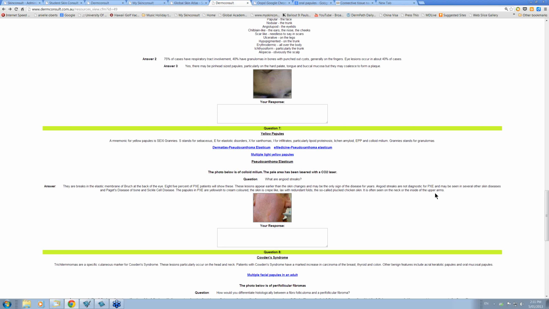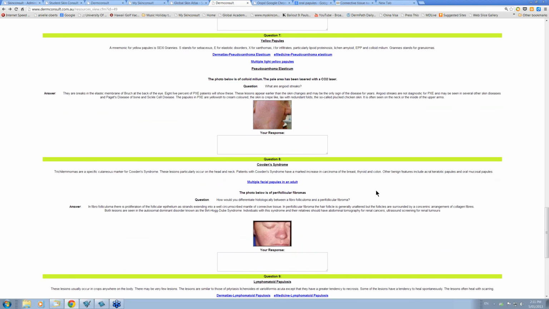Now remember that in PXE, one of the big problems is damage to vessels. The elastic fibers of vessels are damaged, and so they can get aneurysms, and they can get hemorrhages and present with stroke. So if you've got a youngish patient with a stroke, go looking at their neck, go look to see if they've got any signs of Pseudoxanthoma elasticum that may explain it.